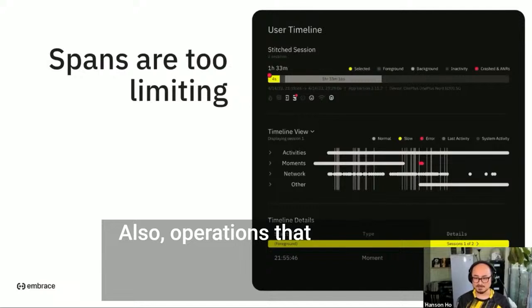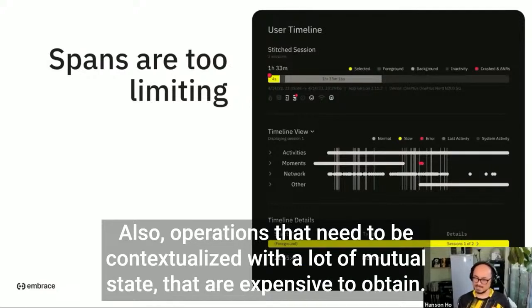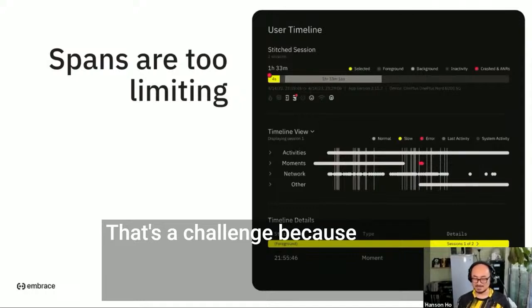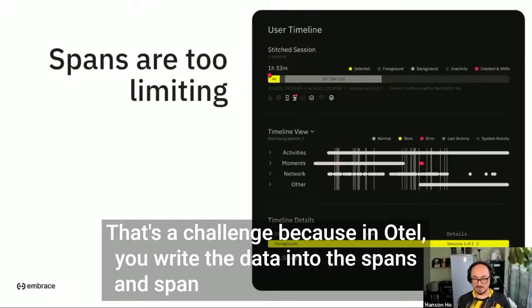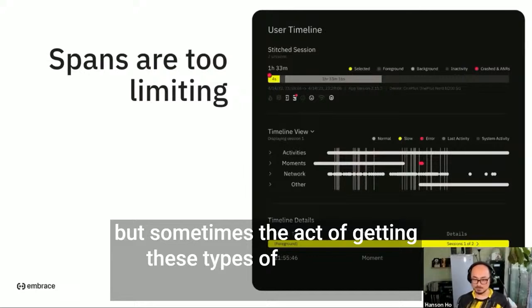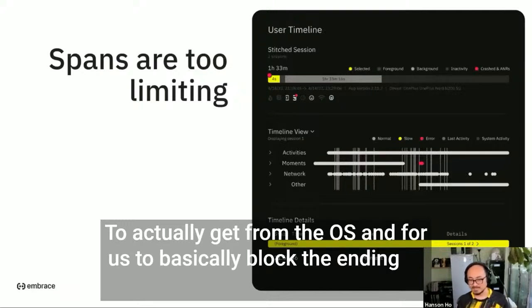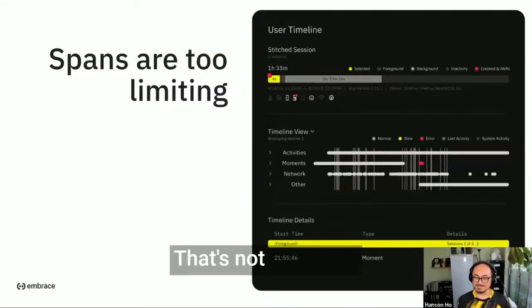Also, operations that need to be contextualized with a lot of mutable state that is expensive to obtain, well, that's a challenge because in OTel, you write the data into the spans, the span events or attributes. But sometimes the act of getting these types of state takes a while for the mobile app to actually get from the OS. And for us to basically block the ending of a trace just to write an attribute, that's not fantastic.